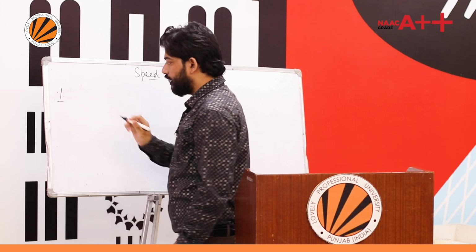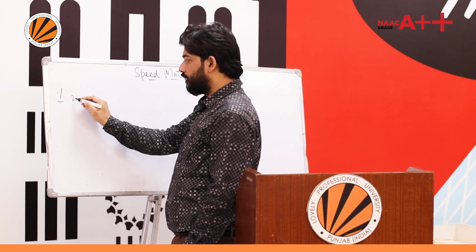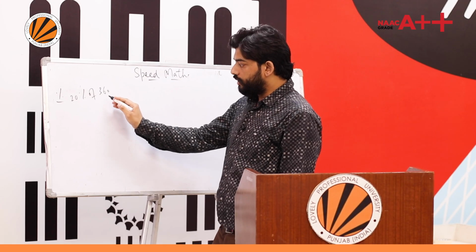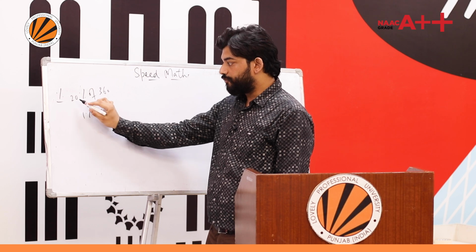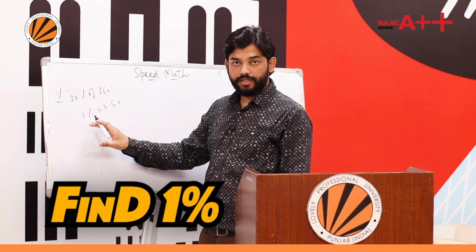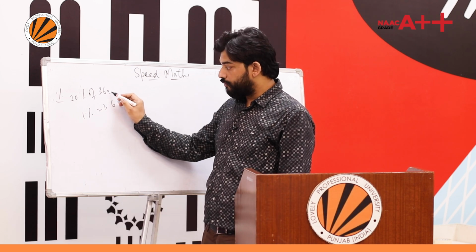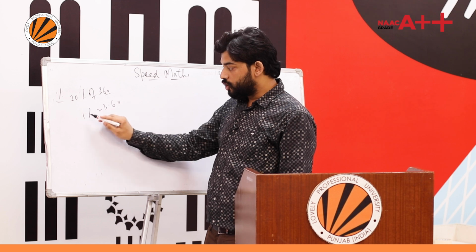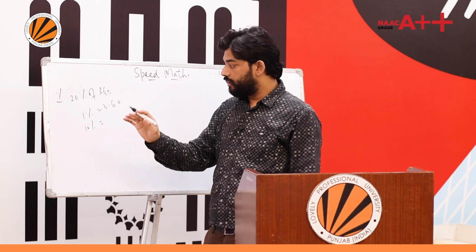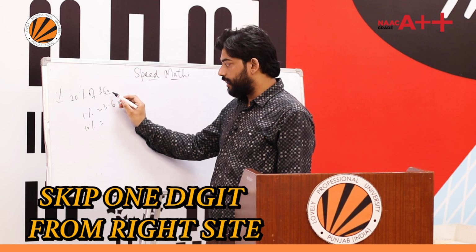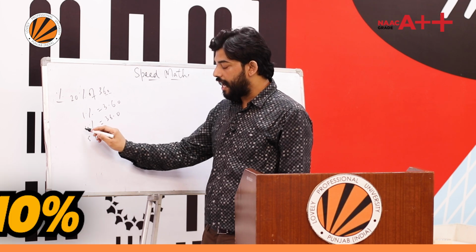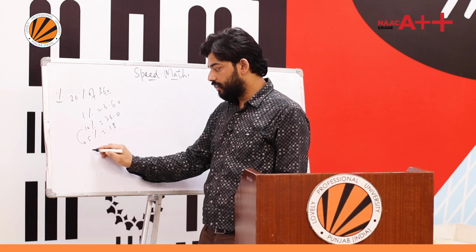Percentage. Now, let's say we need to find 20% of 360. We know that 1% of 360 is going to be 3.60. To find 1%, always make it a point to skip 2 digits from the right side and then put a point there. So 1% is 3.60. To find 10% of any number, just skip 1 digit from the right side and then put a point. So this becomes 36.0. 5% is going to be half of 10%, which is 18.